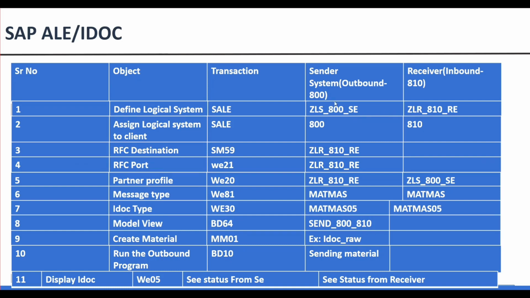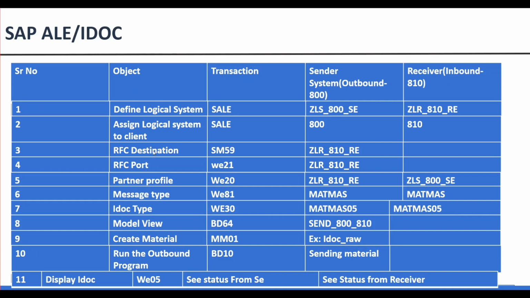These two systems I will maintain in the sender system only. And 800 is my sender system, 810 is my receiver system. Okay, with the same transaction code I assign a logical system to the client. These are the logical systems I have created in the sender system, with respect to what is the sender system, what is the client, and what is the receiver system, and what is the client you are going to use.